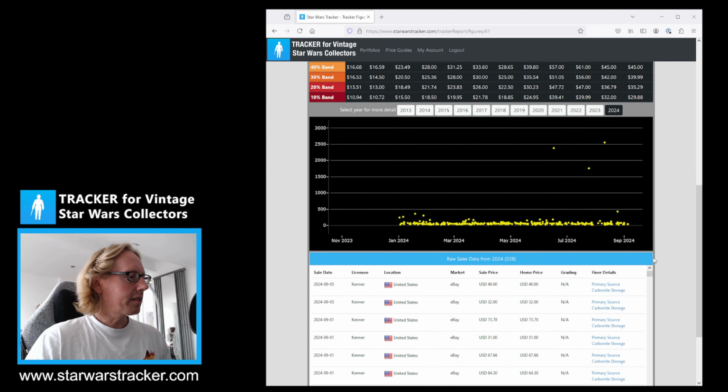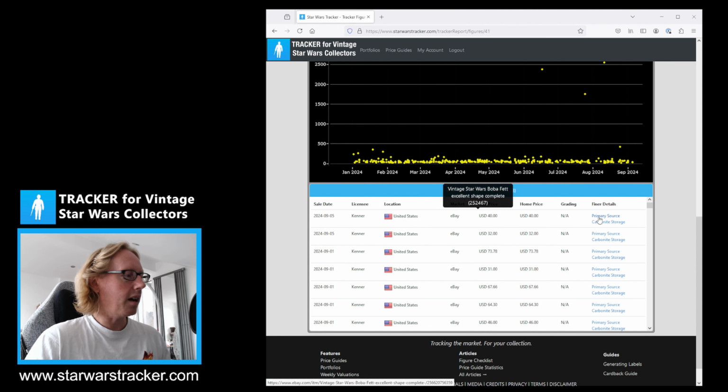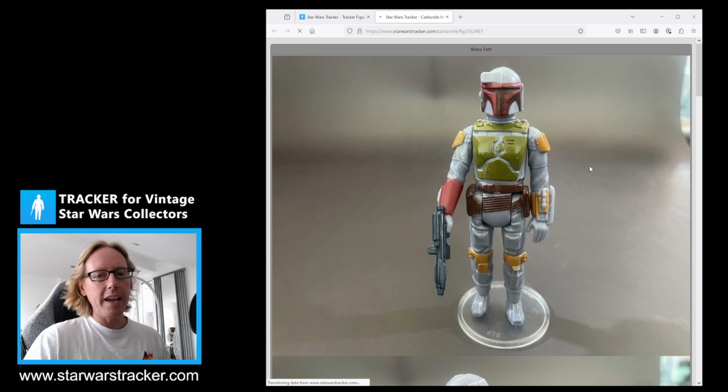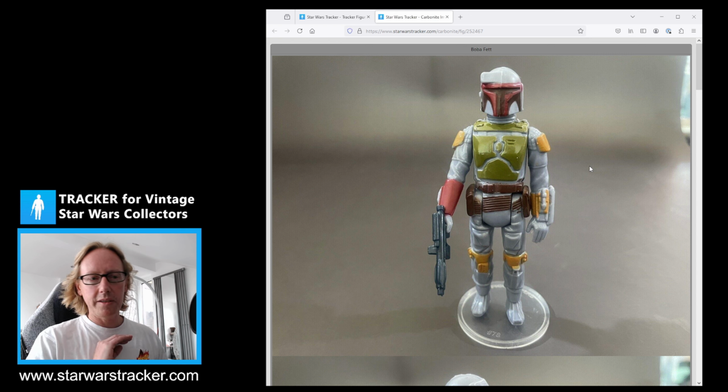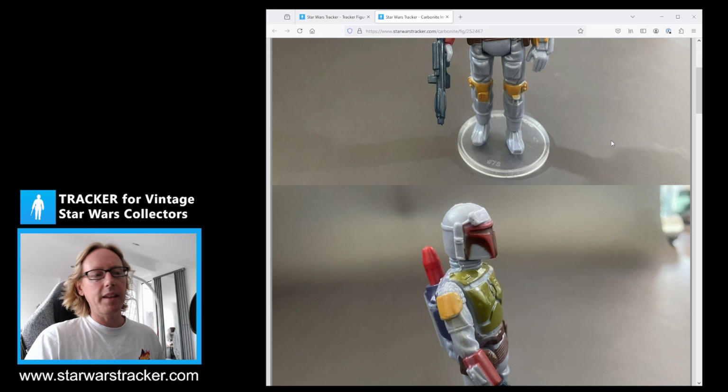So let's just have a click on a couple here. The very last one we've seen, on the 5th of September, is this one from the USA, sold for $40 US. This carbonite storage is a bit of a play on the term of Han Solo being frozen in carbonite, so stored forever kind of thing. That's kind of where I was going with carbonite storage. So all these pictures are frozen in the app forever.